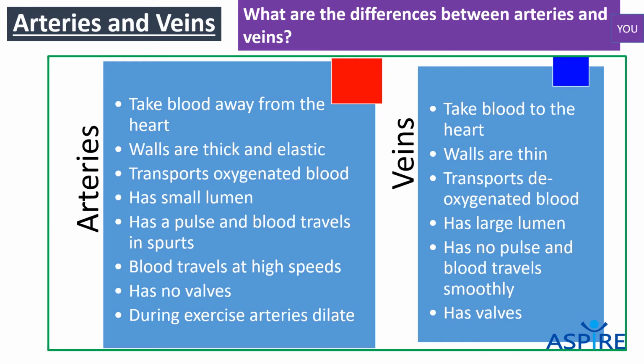What else do we know? Well, the lumen, which is the diameter of the blood vessel, is small in an artery. An artery has a pulse and blood travels in spurts. Now, blood travels at high speeds in arteries. Arteries, slightly different from the veins, have no valves, usually to do with the high blood pressure that's in there. They don't need valves. And during exercise, the arteries dilate, which just means they widen.